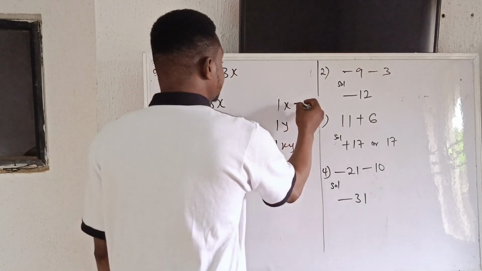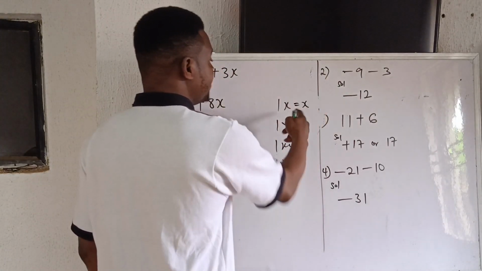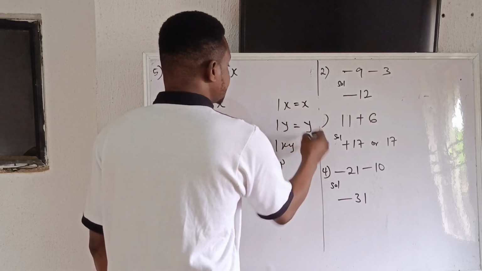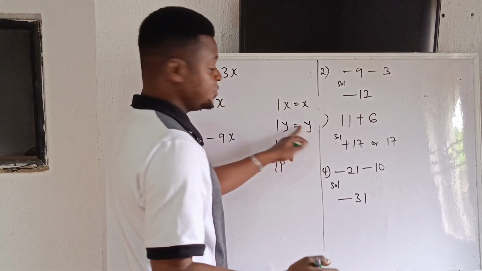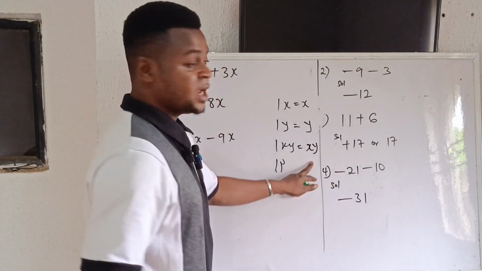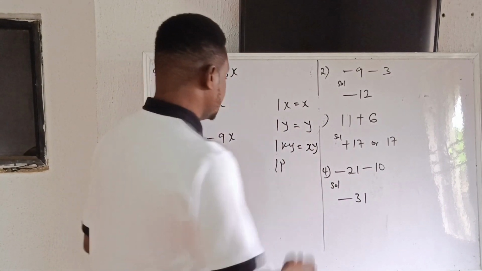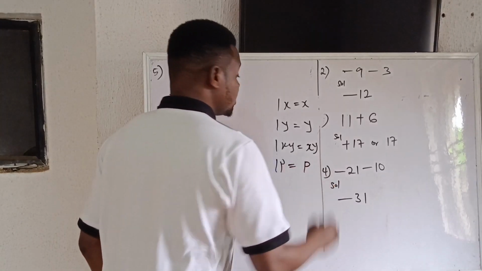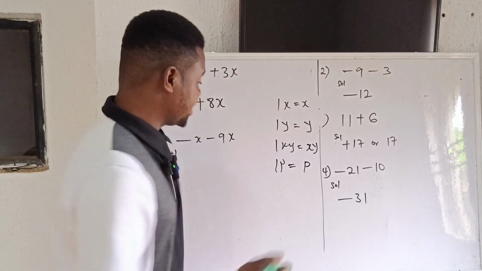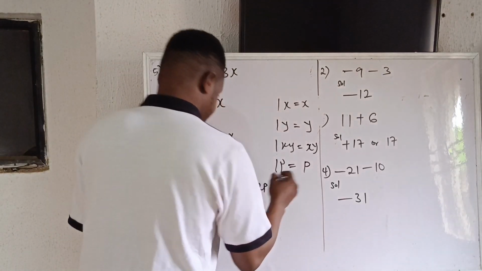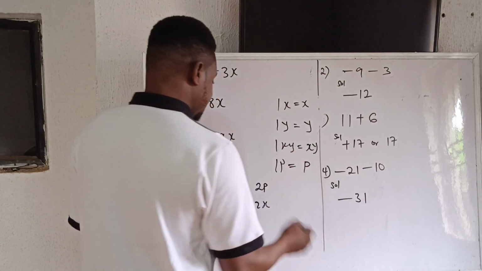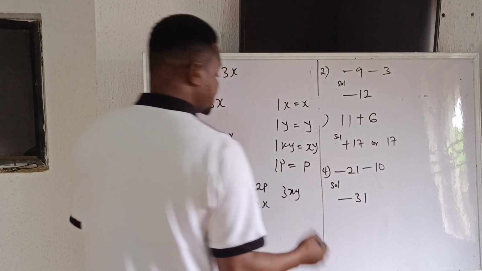So 1x should be written as ordinary x, where this x has an invisible what? 1. 1y is the same thing as y, where this y has an invisible 1. 1xy is the same thing as what? xy, where our xy has an invisible 1. 1p is the same thing as what? p, where this p has an invisible what? 1. But we can have something like 2p, this is correct. We can have 2x, this is correct. We can have 3xy, this is correct.